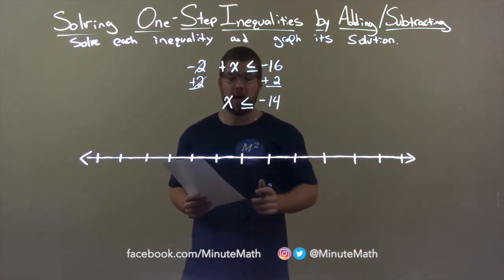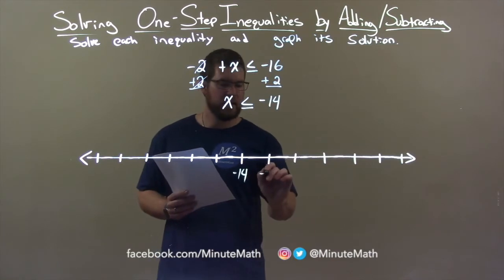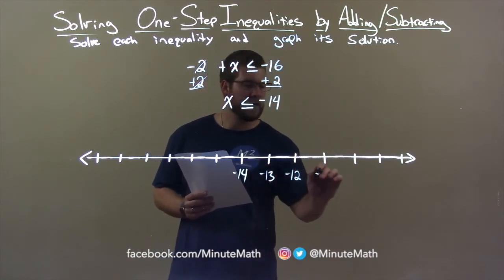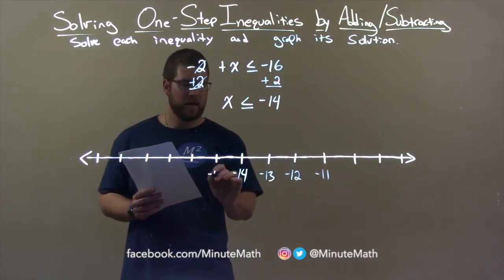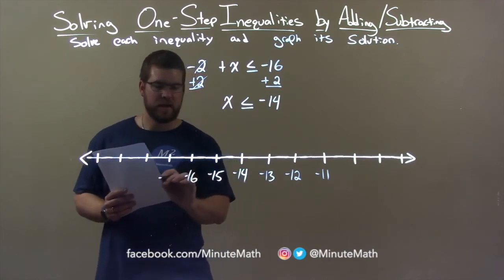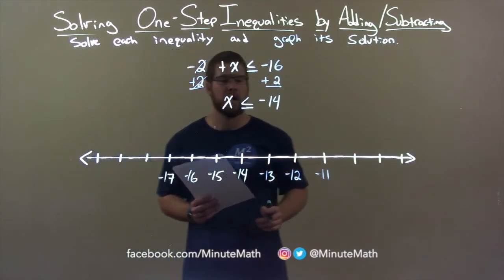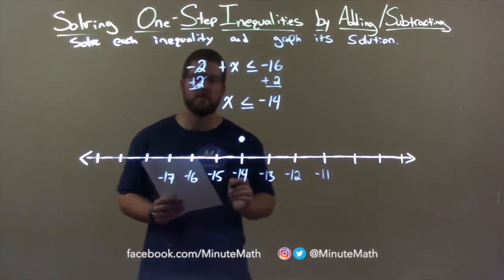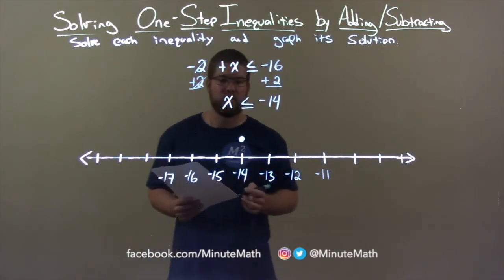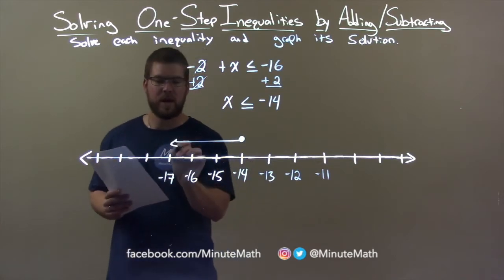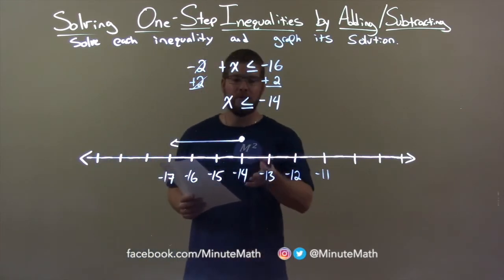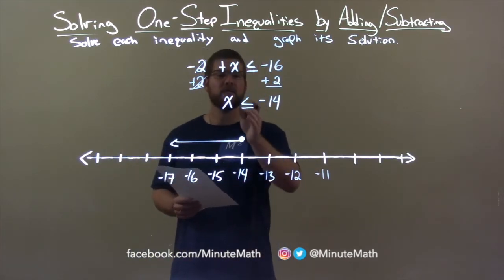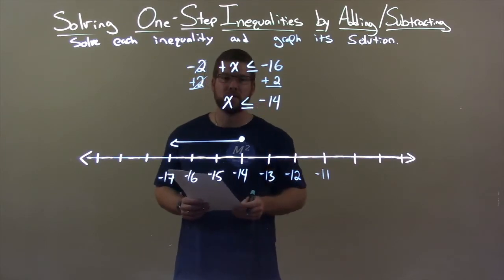Now it's time to graph. Let's put -14 right here, so -13's here, -12, and -11's right there. And then we have -15, -16, and -17 here. x can equal -14, so we have a closed circle here at negative 14, and x is less than that value, so the arrow goes to the left. And there we have our graph that matches our final answer. x is less than or equal to negative 14.